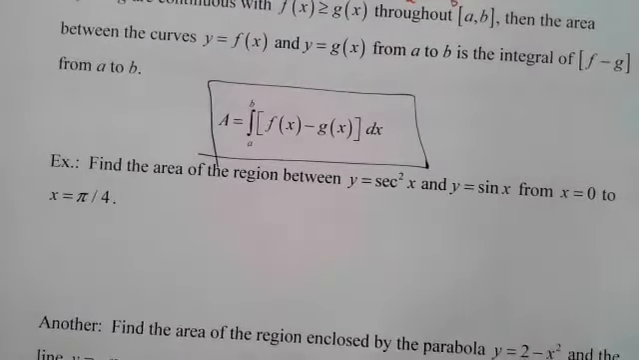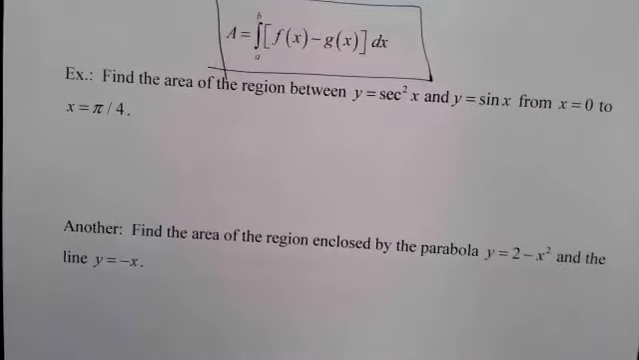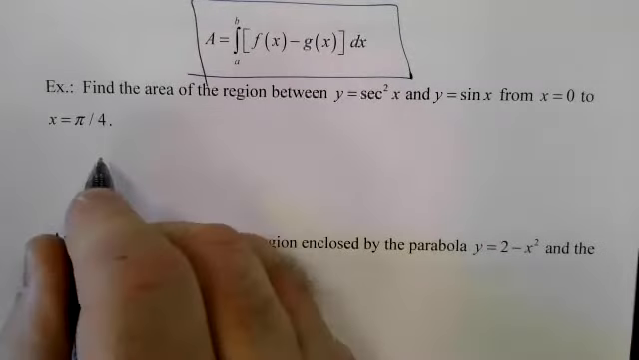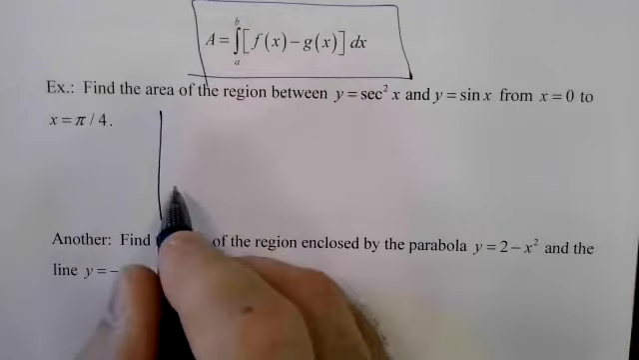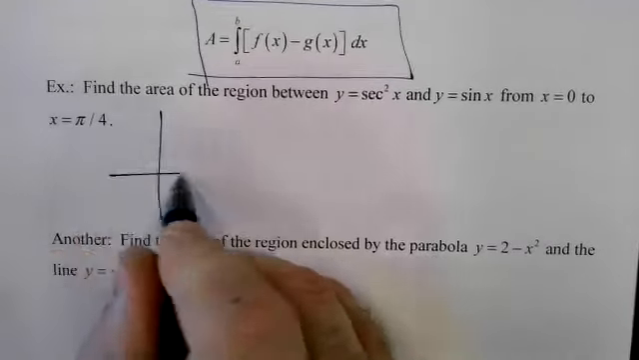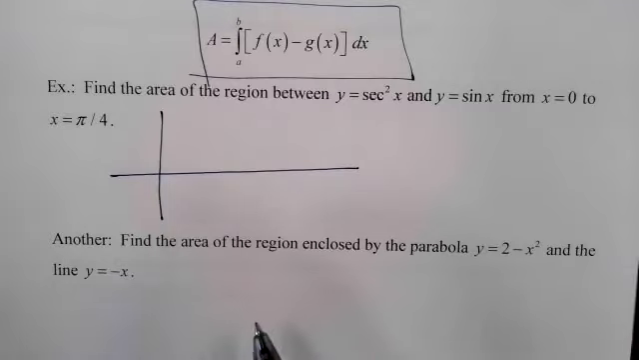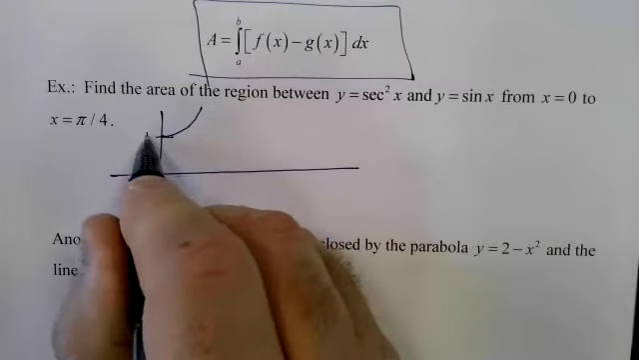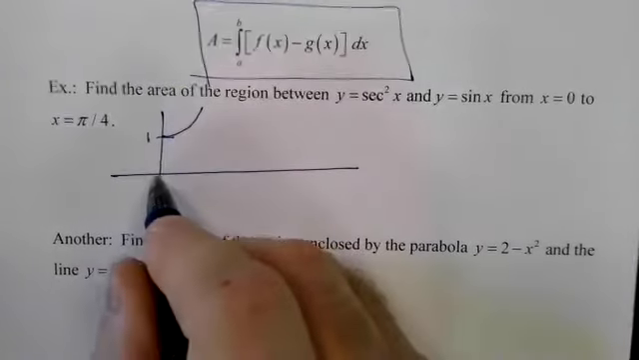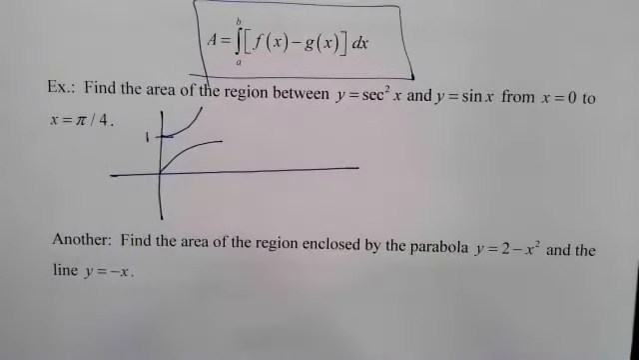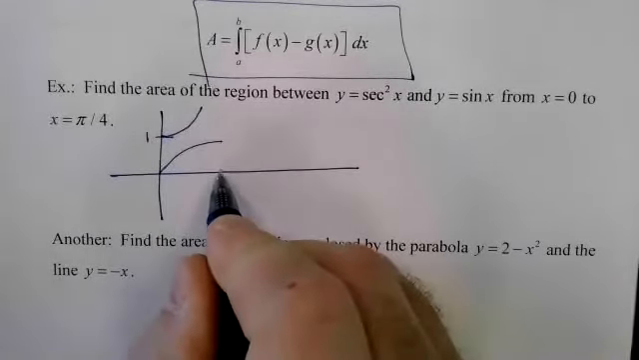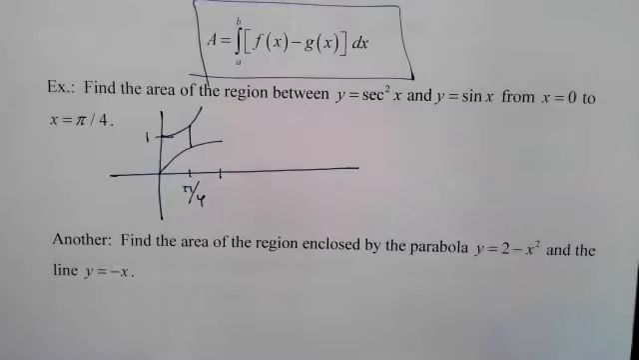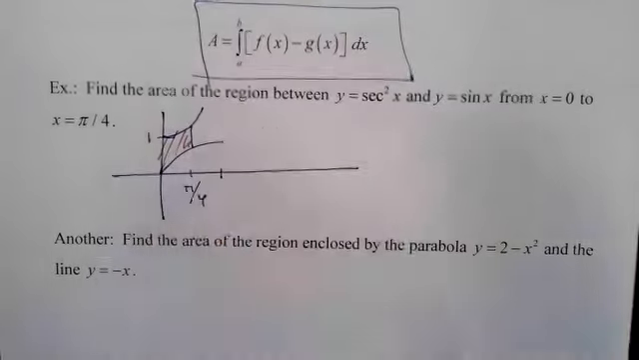So here we go. Let's find the area of the region between secant squared x and sine of x from 0 to pi over 4. Really, really nice if you know how to graph things. Stand above the x-axis, I believe. Secant squared goes with cosine, so it's going to take off from 1. Not that it really matters. And sine of x does this sort of thing. And pi over 4, this is pi over 2, so pi over 4 is here. So we have a straightforward area here. What's that area?